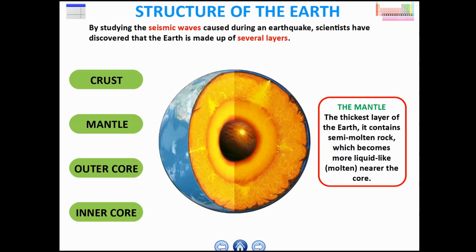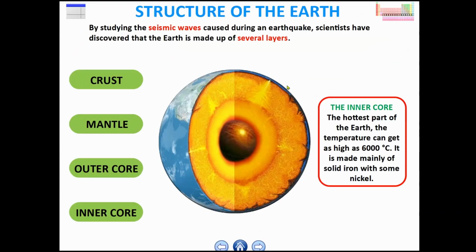So if you heat a metal up enough, it becomes plastic and is able to flow. So it's more like a liquid, but it isn't a liquid. It's a plastic, solid, semi-molten rock near the core, and this obviously comes out during volcanic activity.